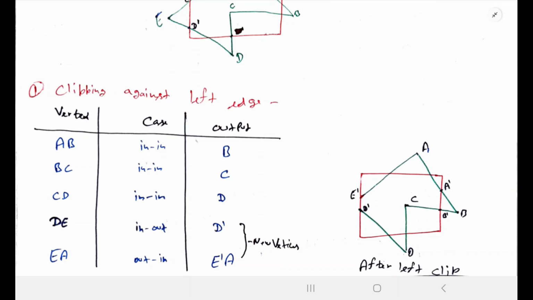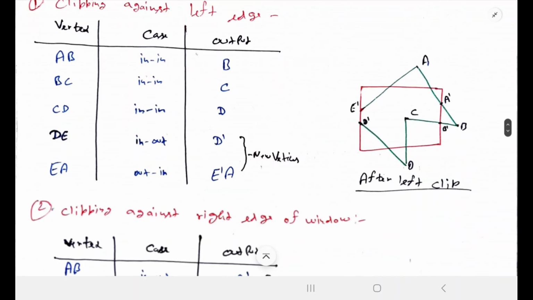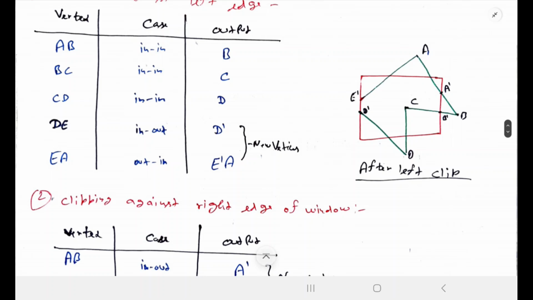Another line is EA. EA is outside to inside. For outside to inside, we will consider the intersection point and the destination point. Then E dash A will be considered. Okay, and the final output we will draw when we have not considered E anywhere.